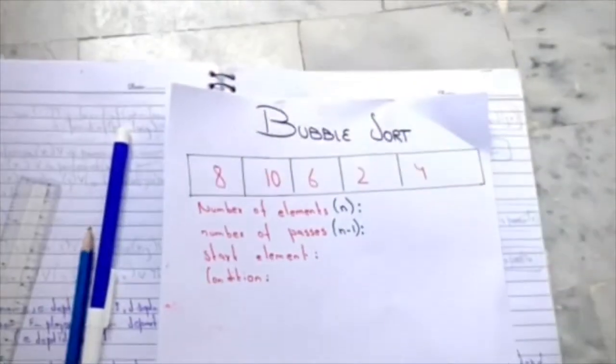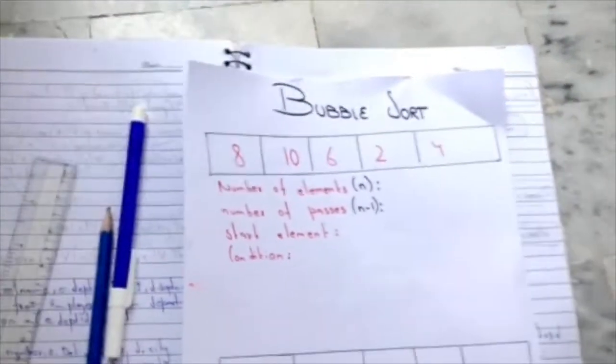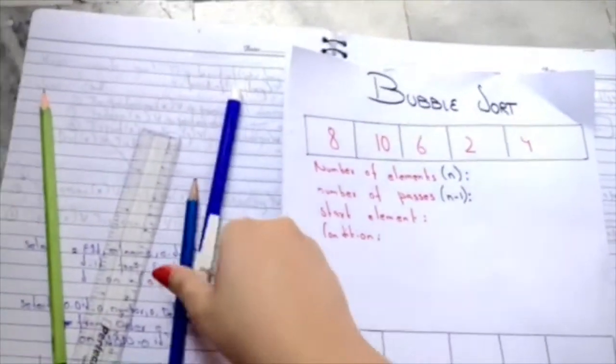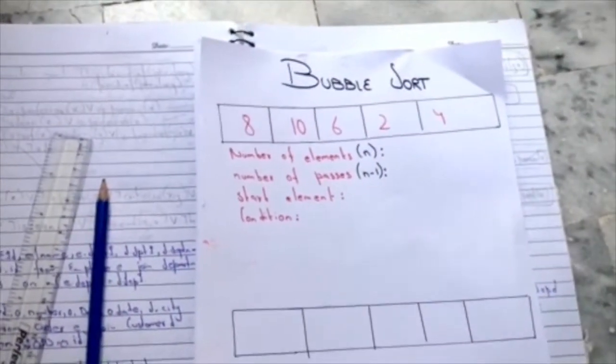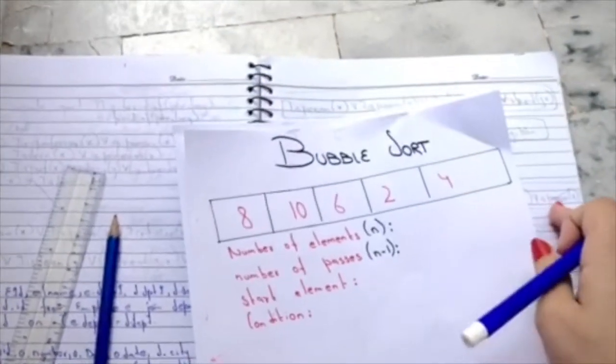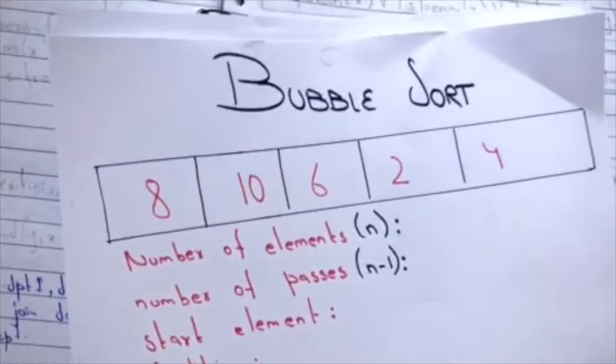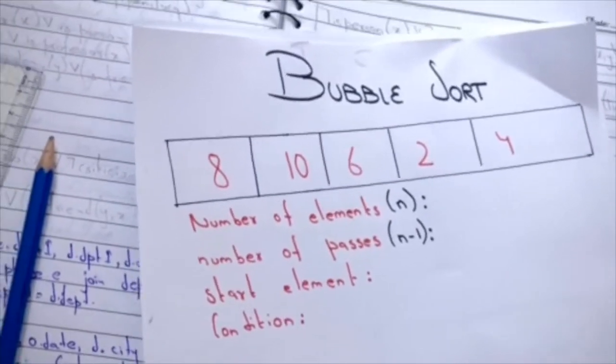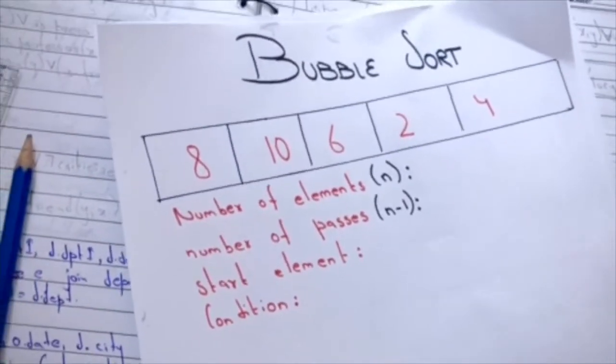Hello everyone, today we are going to perform bubble sort. So I'm going to take my blue marker, so you understand. Bubble sort is a type of sorting in which we can sort our list in ascending or descending order, but we are going to do ascending sorting in this one.